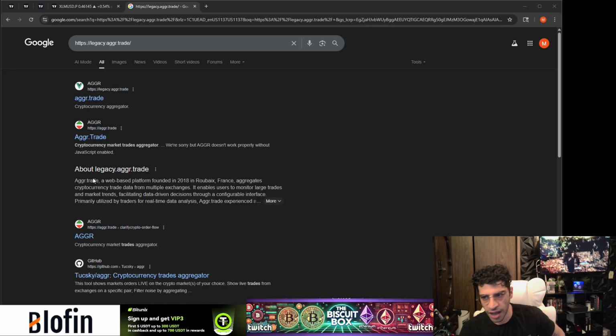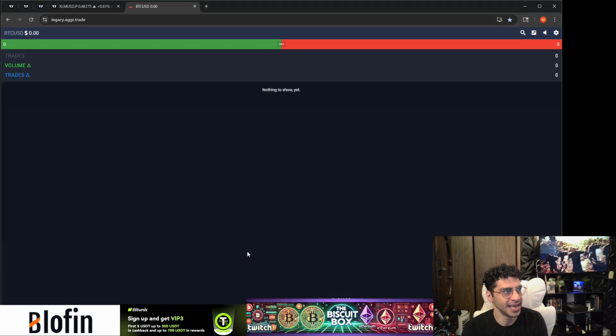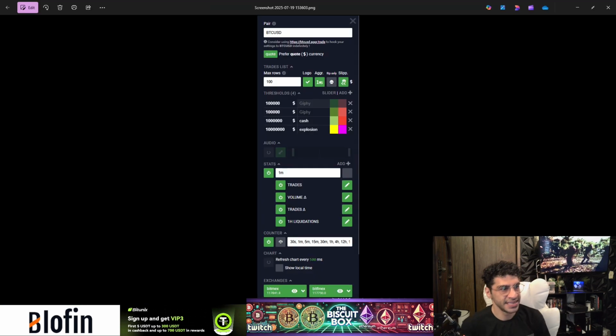The newer version looks nicer, but it is boof. It is booty butt cheeks, and it is ass. It fucking sucks, dude. I tried this one. You can't get it good. It's not good. So this is the reason why we use the legacy version. You can set it up properly and it gives you a lot clearer reads than the newer one. So we use legacy.aggr.trade.